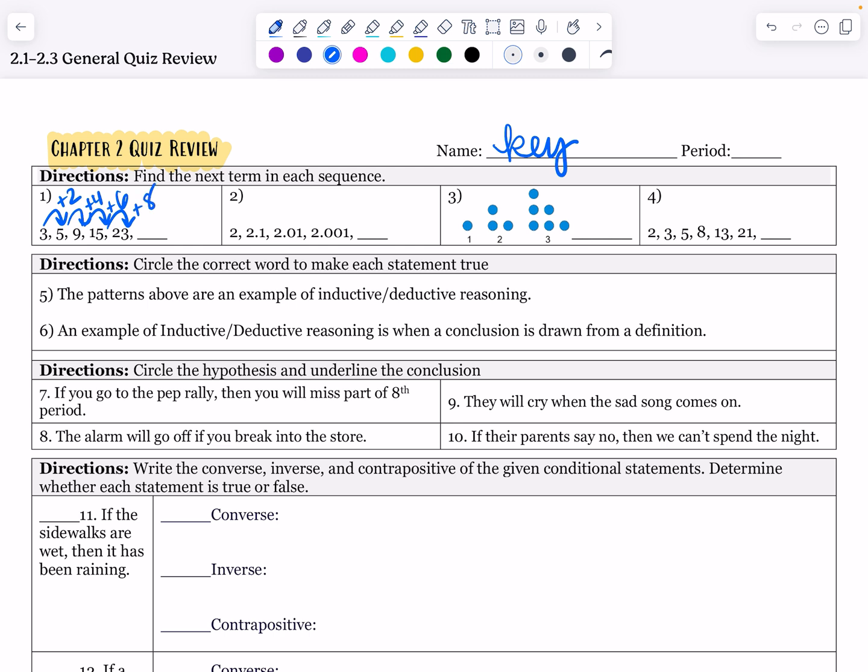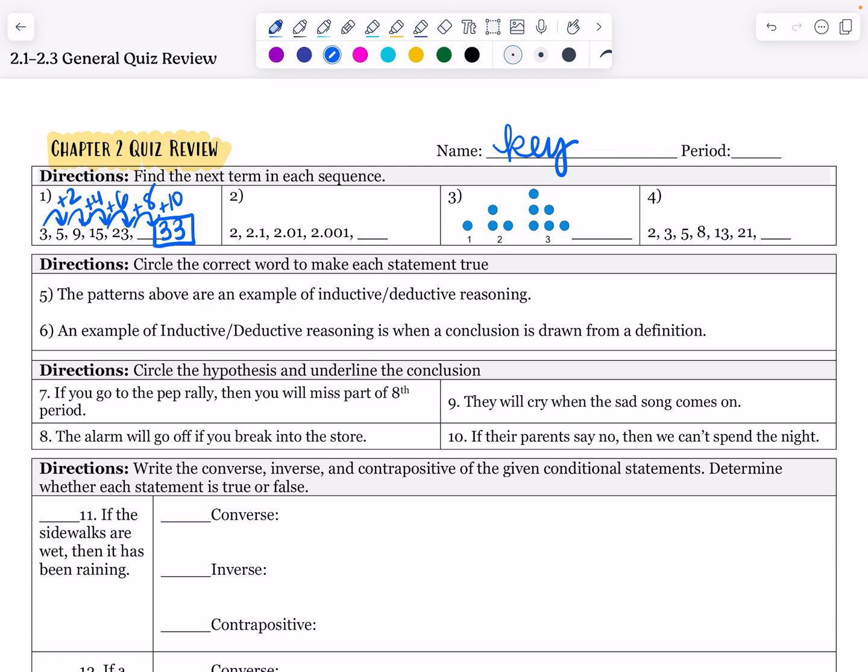Are you noticing a pattern? Because I am. From 23, we're going to increase 10. So we're increasing by the even numbers, increasing each time. And so what is 23 plus 10? That is going to give me 33 for my next term based on the reasoning that I just used. All right, let's look at the next one.